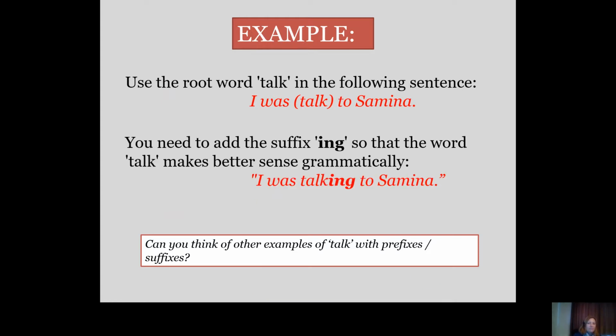I was talking to Samina. Yeah, we need the ing. They might not be able to write it yet, but they know what it should be, and that's important. They know what it should be and the grammatical understanding. Okay, it makes better sense. I was talking to Samina. Okay. Thinking about some other talk prefixes and suffixes. Talked. I talked to Samina. That puts it into the past tense. It's already happened. Talker. She was an avid talker. Somebody who liked to talk a lot.